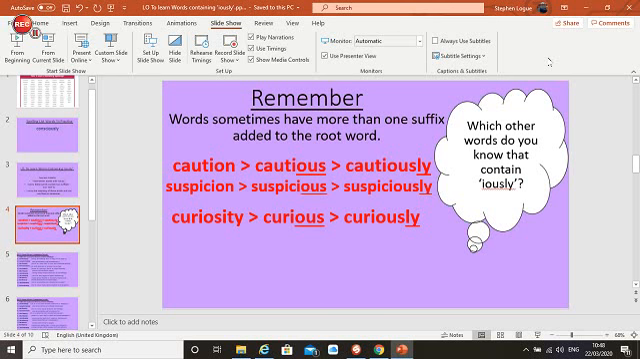Those words, cautiously, suspiciously, and curiously, if I were to ask you which of the word classes they were in, noun, verb, adjective, adverb, which one would you put them in? If you're saying adverb, you would be absolutely correct. Yes, they are describing an action or how an action was done. On to the spelling words.